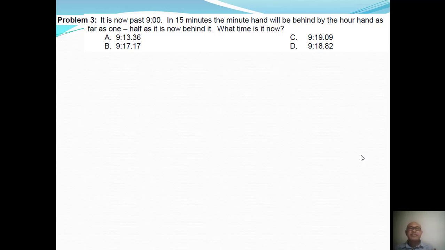Problem number 3. It is now past 9 o'clock. In 45 minutes, the minute hand will be behind the hour hand by as much as 1/2 of how far behind it is now.